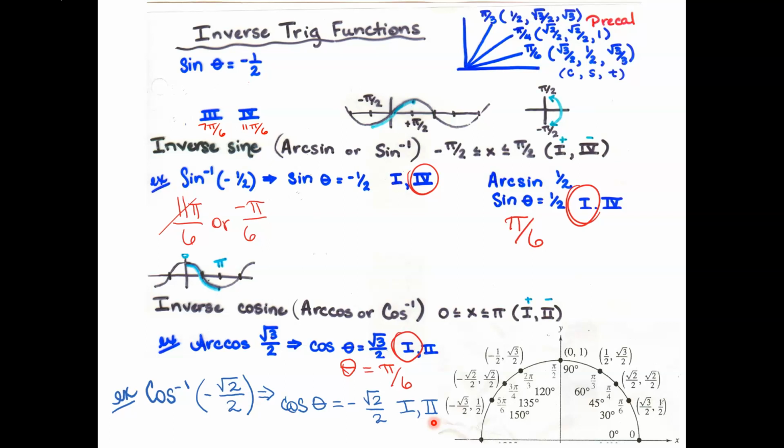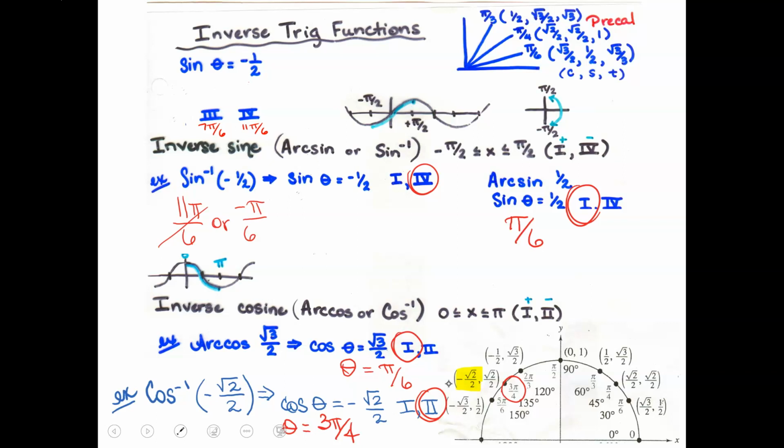Since this is negative, what quadrant am I going to be in? I'm going to be in the second, right? Because positive in the first, negative in the second. So let's look in the second quadrant, and let's see where cosine is equal to negative square root of 2 over 2. And there it is, right there, at 3 pi over 4. So our answer would be 3 pi over 4.